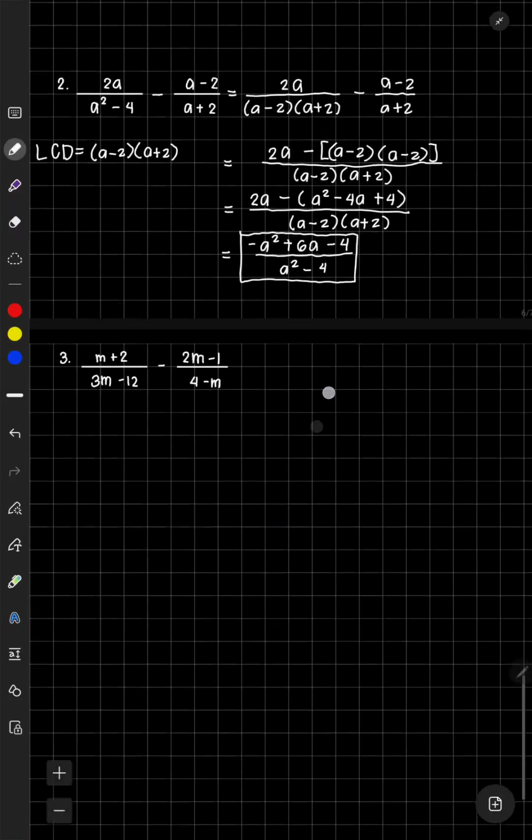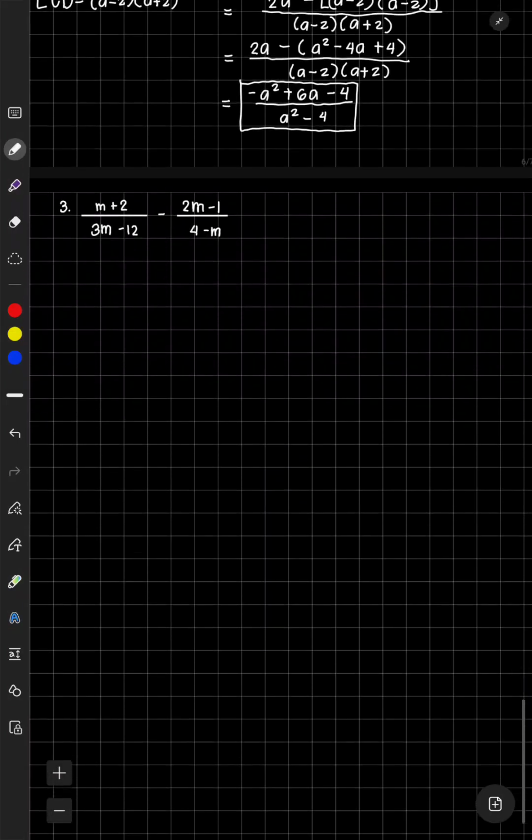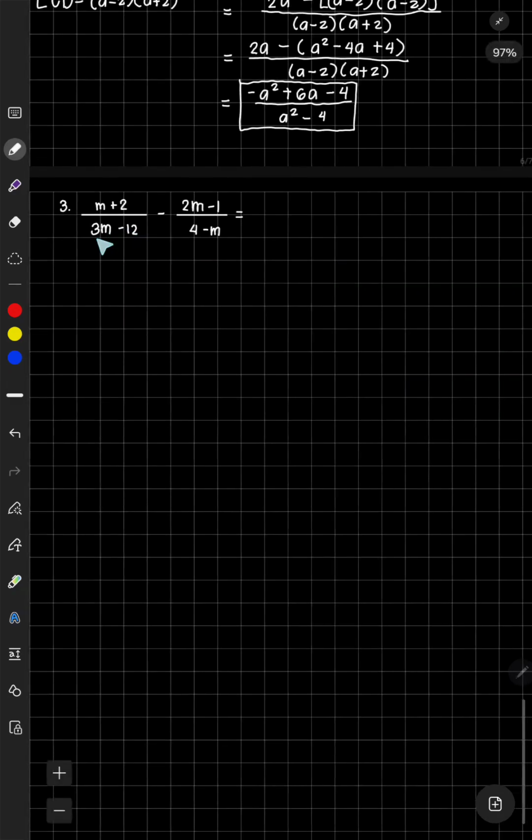So last example, number 3. So we have m plus 2 over 3m minus 12 minus 2m minus 1 over 4 minus m. So again, you have to first simplify or get the factor of the denominators. So for 3m minus 12, we can factor out 3. So 3m divided by 3 is m. So minus 12 divided by 3 is 4. So we have m minus 4.